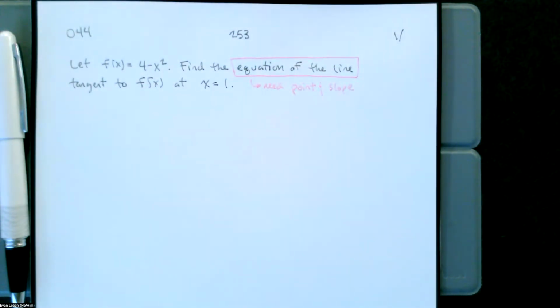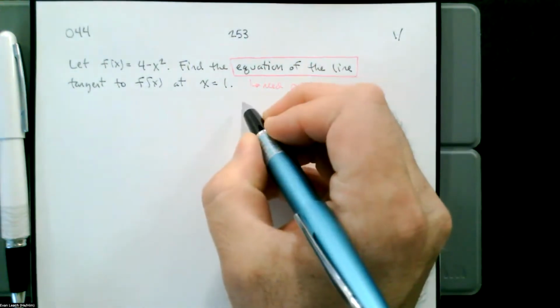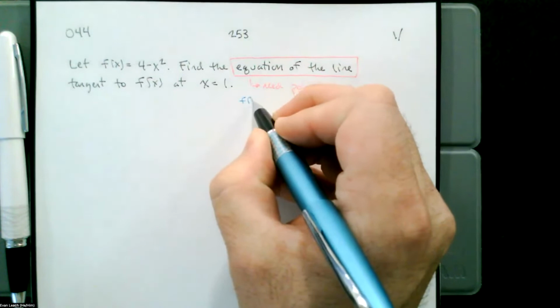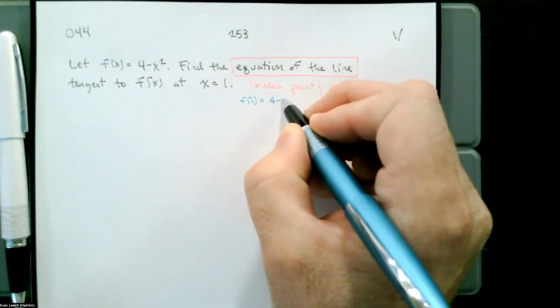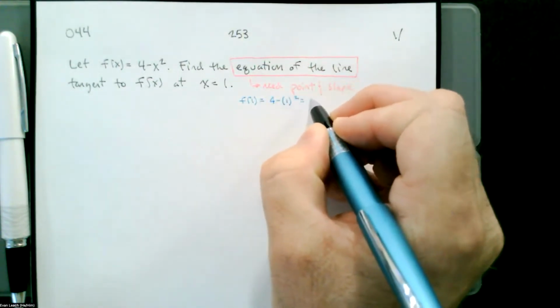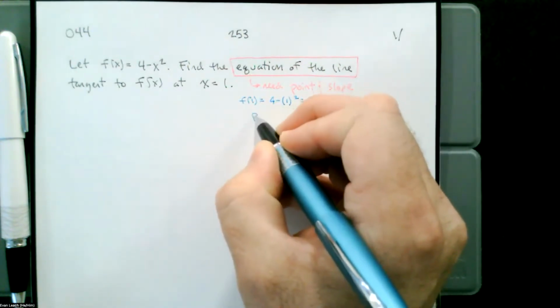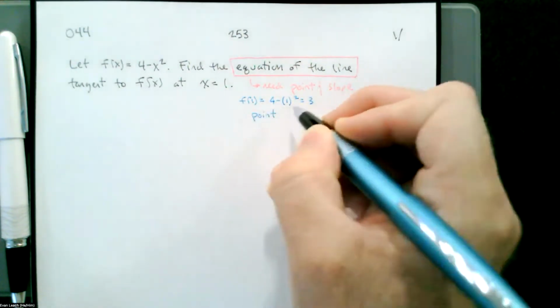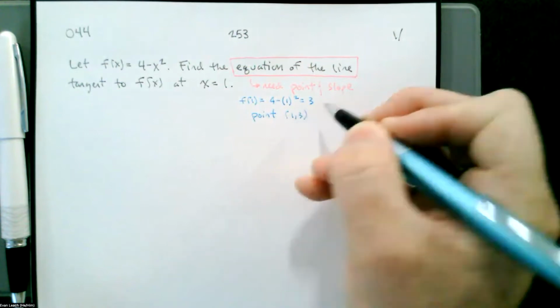I've given you half of a point. I want the equation of the line tangent to f of x at x equals 1. So for our point, we'll just plug 1 into the function. And so our point is 1, 3.